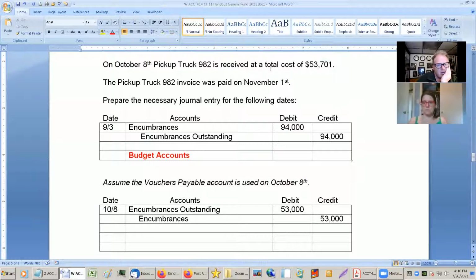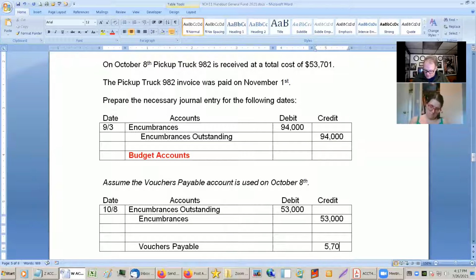Okay, so this is the total. And we haven't paid it yet. We pay it on November 1st. Okay, so I'm going to put in the liability first. So the vouchers payable, still very similar to accounts payable. 53,1. Oops, I missed a number there. And here is the very tricky part.